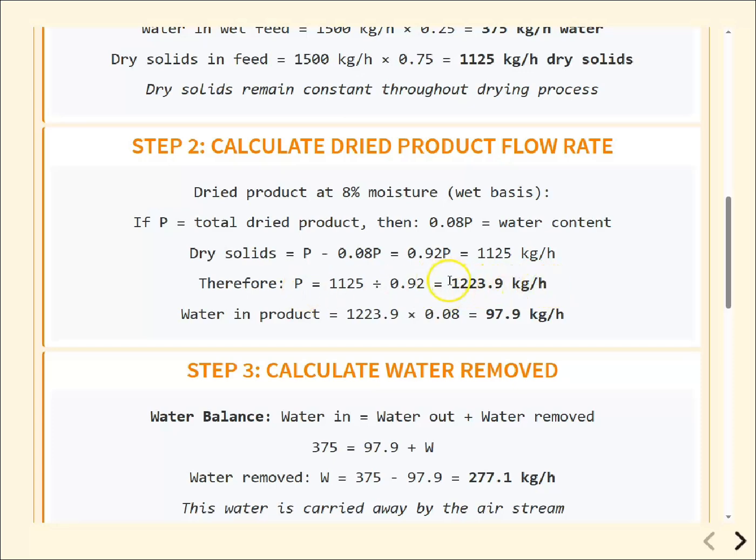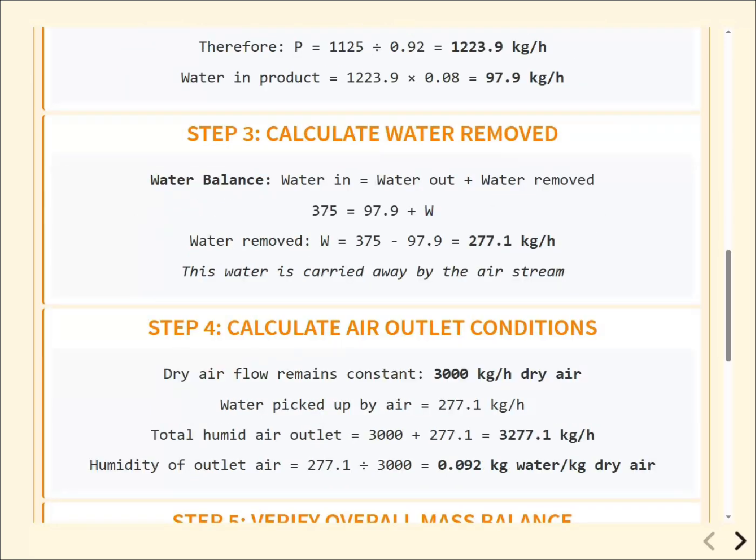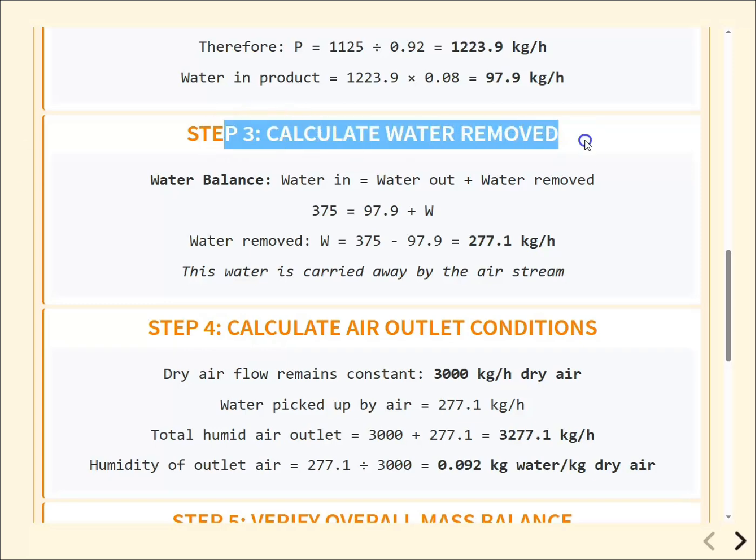So that P is the total dried product including water. In that total product, if I calculate the water, it will be 1223.9 into 0.08, so that is 97.9 kg per hour. Step 3, calculate the water removed using mass balance principle.